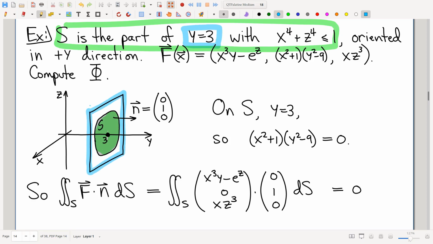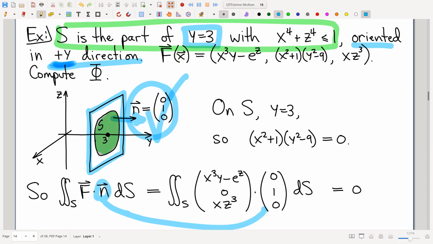It's a very specific part of that plane, of course, absolutely. But if you're talking about part of the plane y equals 3, I can tell you exactly what the normal vector is. That normal vector is going to be 0, 1, 0. Or, depending on the orientation, it might be 0, negative 1, 0. But just by virtue of being part of that plane, we pretty much know what the normal vector is. Now, conveniently, it says oriented in the positive y direction, and so that's why I know it's exactly this. So I can plug in my normal vector, 0, 1, 0.